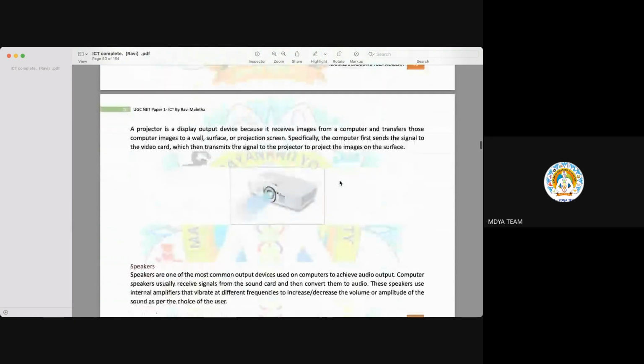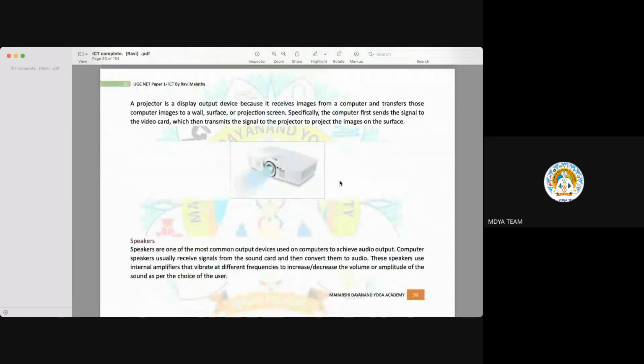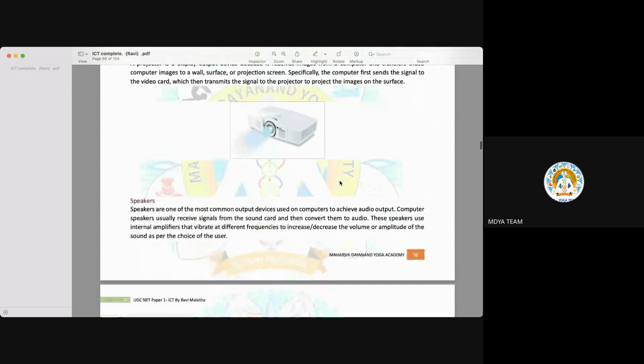Then projector. This is again a display output device because it receives images from a computer. Computer is attached to it. All the programs or slides are there in the computer, and through the use of this projector, you can project whatever you want to and transfer all the images to a wall or a screen that can be seen by many people together at the same time.